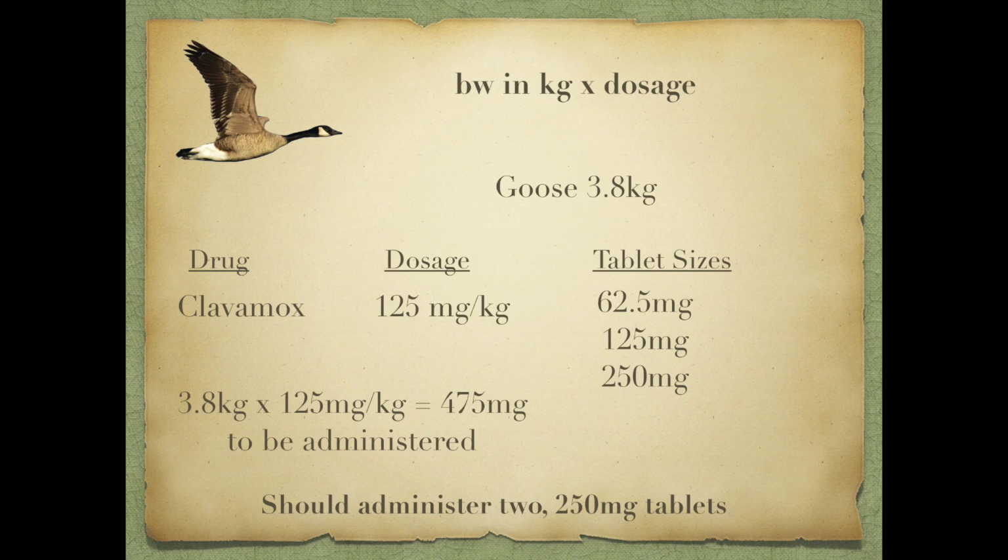Our goose weighs 3.8 kilograms. Since my weight is already in the correct unit, I do not have to convert from grams, so I no longer have to divide by 1,000. The dosage for Clavamox is 125 milligrams per kilogram, and the tablets come in those listed amounts. 3.8 kilograms times 125 equals 475 milligrams. I would choose to administer two 250 milligram tablets to round up to 500 milligrams. Keep in mind that many of our patients are arriving underweight. It would be okay in this case to round up slightly.